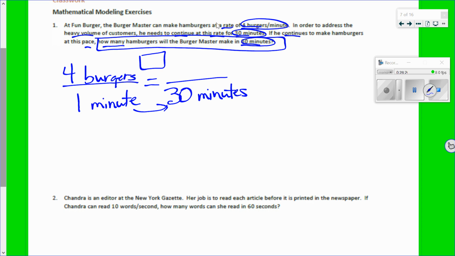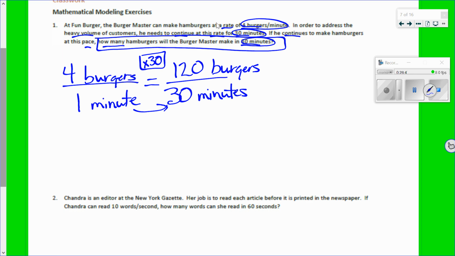You multiply by 30. Multiply by 30. So 4 times 30 is going to give me... Okay, guys? Do not forget your units. 120 burgers.